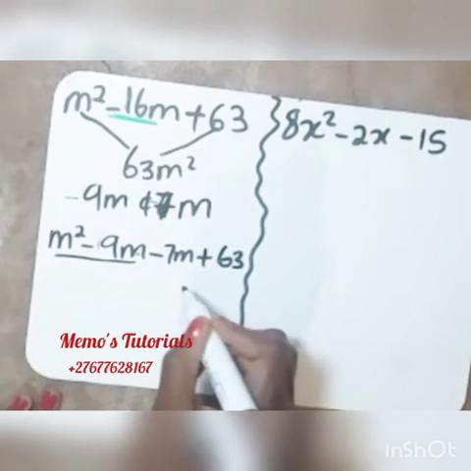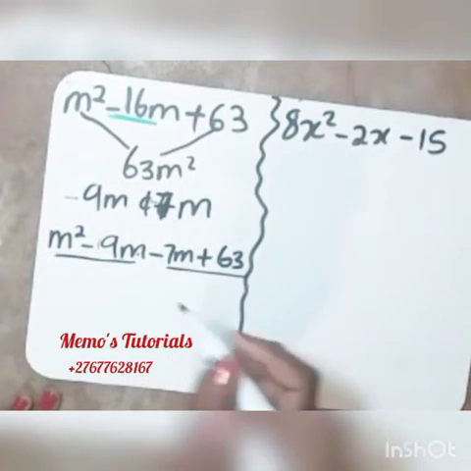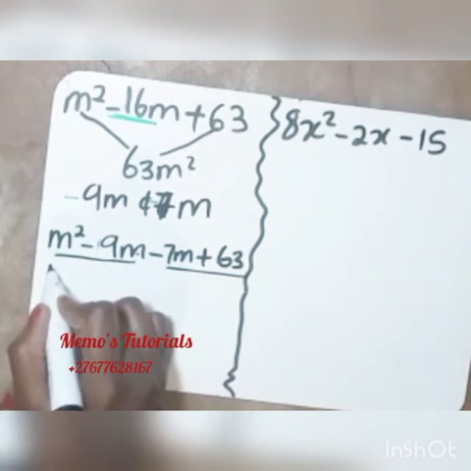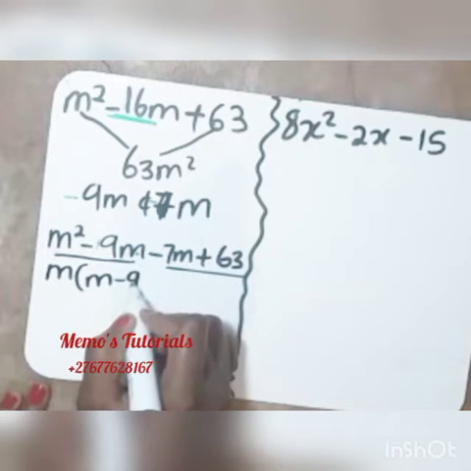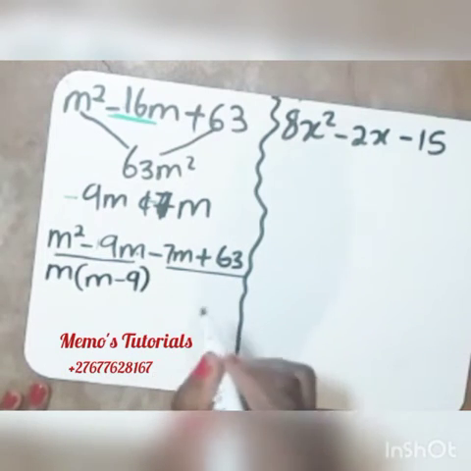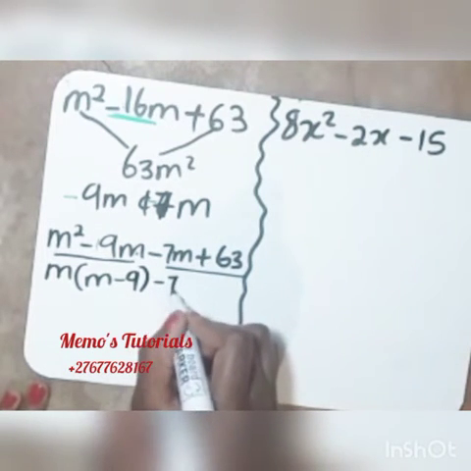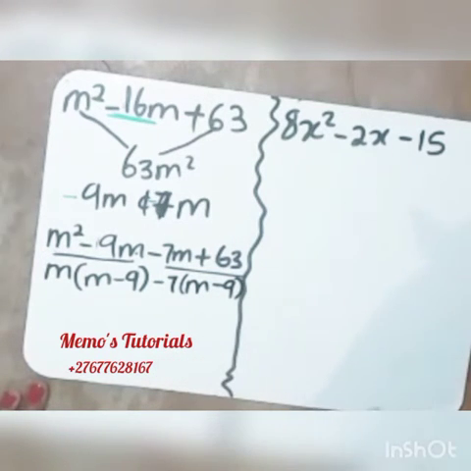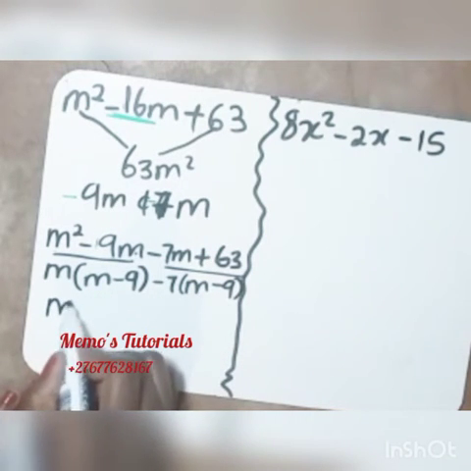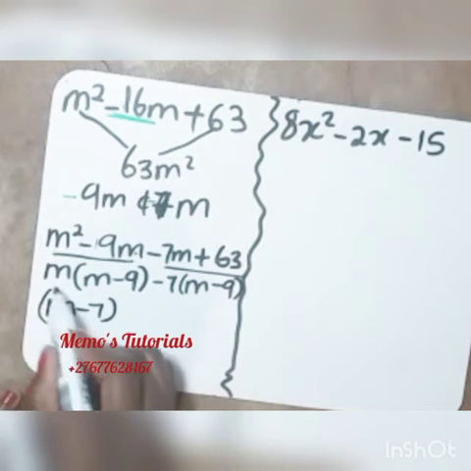Let's factorize this first set and then the second set later. On our first set, m is common. If we factor out m, we'll remain with m minus 9. On the second set, minus 7 is common. We'll remain with m minus 9 because 7 into 63 is 9 times. Okay, so in this case, we are going to our final answer, we're going to say m minus 7.